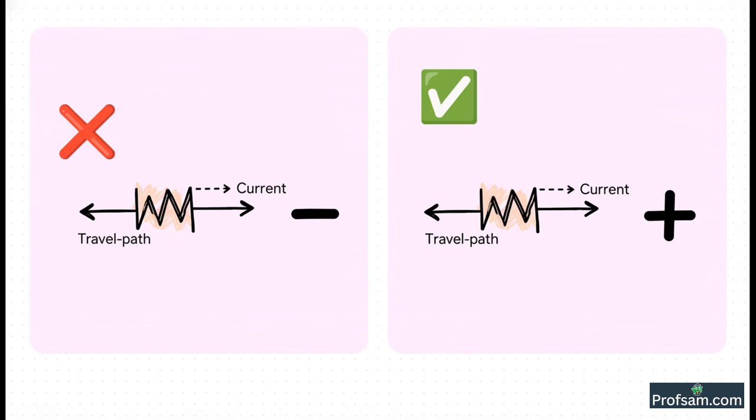If you are moving against the direction of the current, it is a potential gain, so you must write plus IR. And the second mistake is mixing up the signs for the EMF of the cell. Just remember, negative to positive is a gain. You're going up, so it's plus epsilon. Positive to negative is a drop, so minus epsilon. My advice? Always double check your signs before you finish the equation.